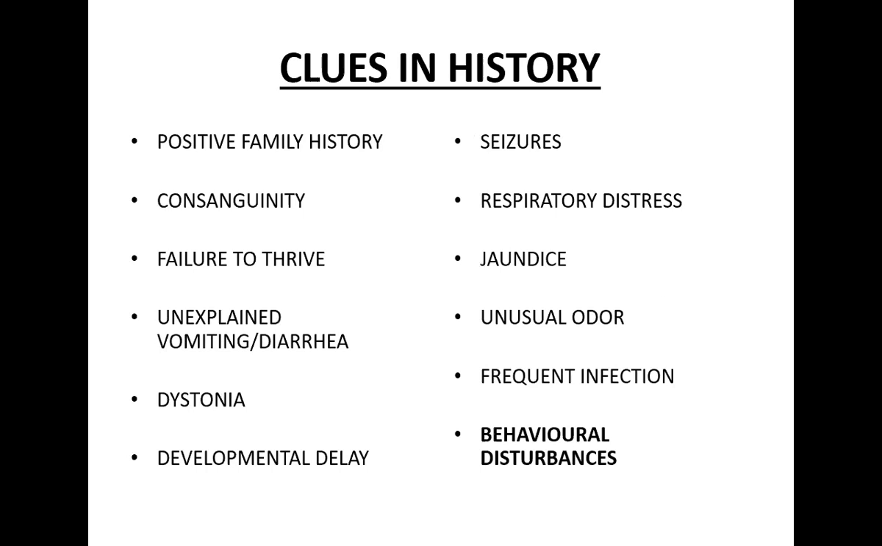Clues in the history: positive family history, consanguinity of family, failure to thrive, unexplained vomiting and diarrhea, dystonia, developmental delay, seizures, respiratory distress, jaundice, unusual odor, frequent infection, and behavioral disturbances.